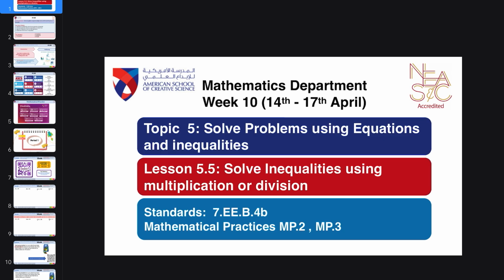So basically in this lesson we need to solve inequalities using multiplication or division. In lesson 5.4 we solved inequalities using addition and subtraction. It went really well. We cancel addition with subtraction, or subtraction we cancel it with addition. For inequalities with multiplication and division, it's the same idea. These are inverse operations for each other. They cancel each other. But there's a small twist here.